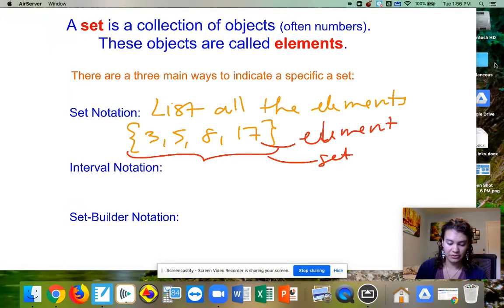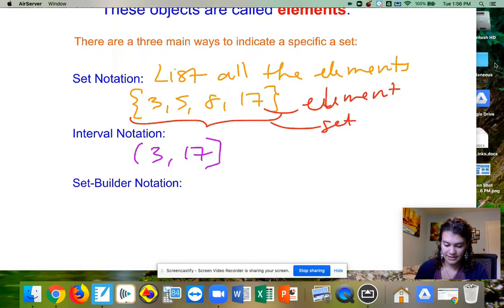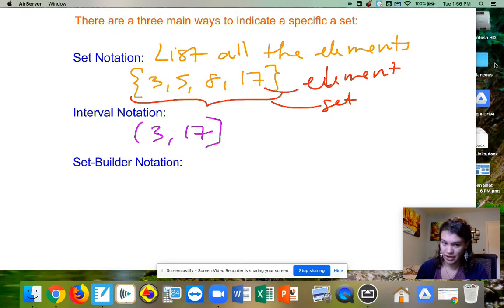So the second way you can write it is interval notation. Here you're just writing a range. So if I wrote 3 to 17, this would be the set of all numbers between 3 and 17, not including 3, but including 17. And then set building notation, this one we won't use very often, but I'll write it down so you can see it. You're going to do a curly bracket and then x, like this.